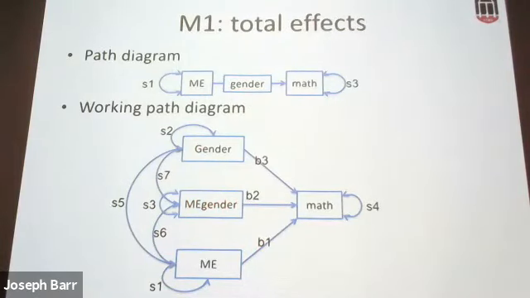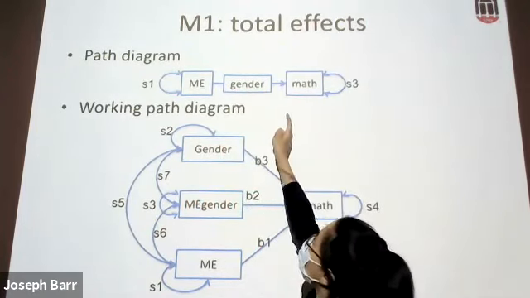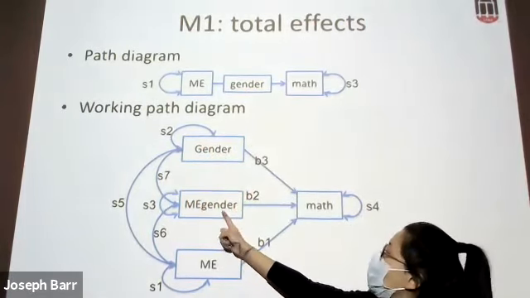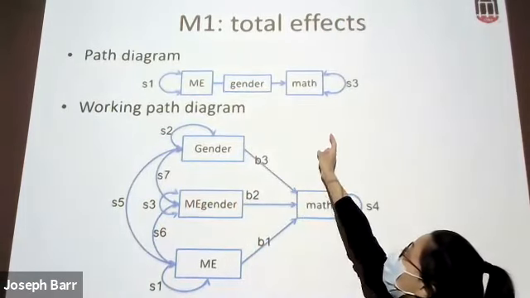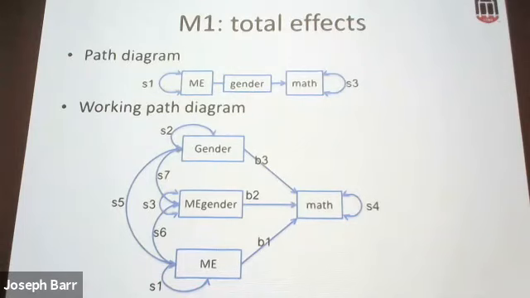Originally it's a moderation test. So from mother's education to math, we have that direct path and we put the gender between. So gender is going to influence the coefficient from mother's education to math. So B2 is the most important coefficient. We're going to check whether B2 is significant or not.